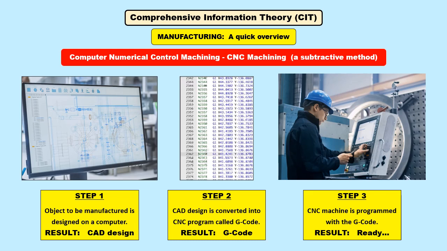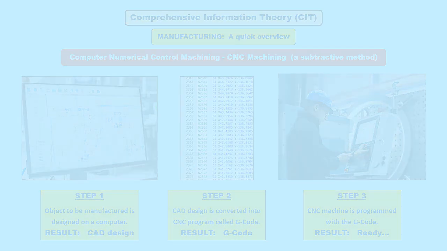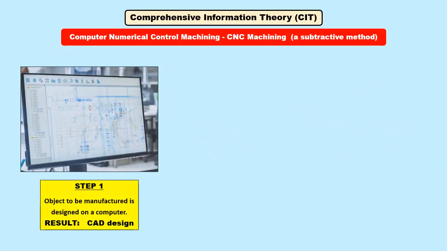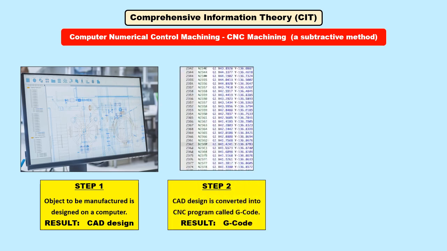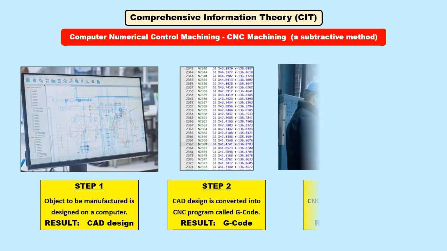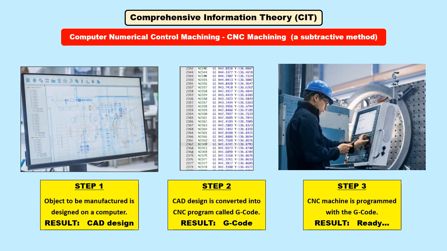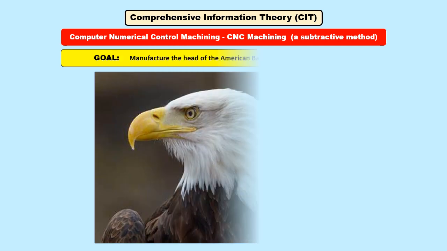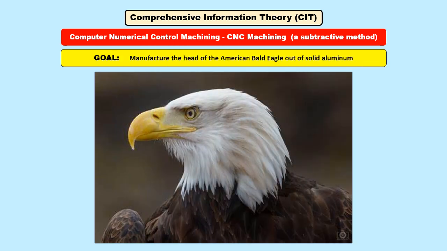Let's provide a quick, real-life example of this. Alright, step 1 is to design the object on a computer. Step 2 converts the computer design into a program, called G-code, for the CNC machine. In step 3, the G-code is programmed into the CNC machine, the tooling and material are provided, and then it's off to the races. In this real-life example, the goal is to manufacture the head of an American bald eagle, entirely out of solid aluminum.